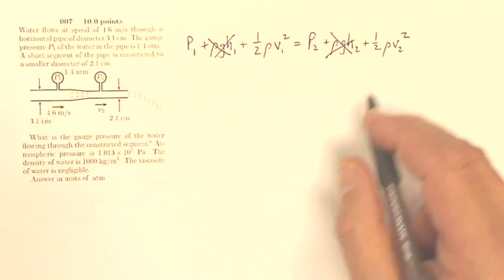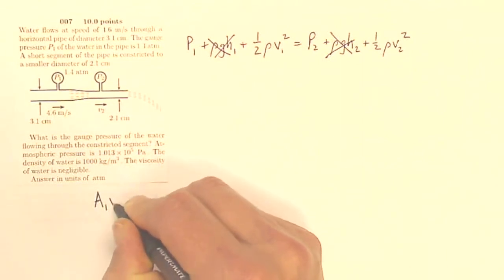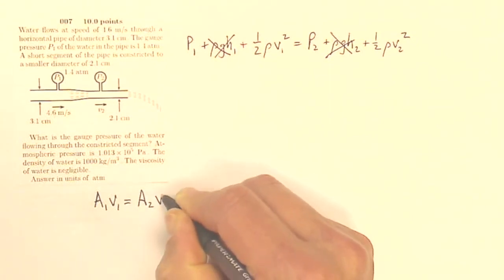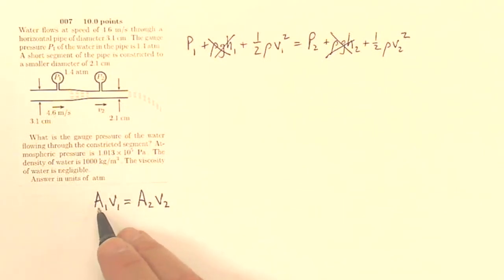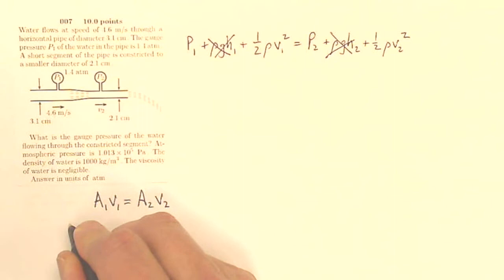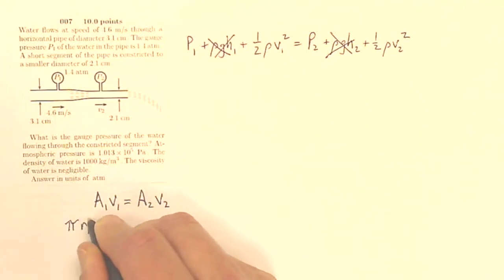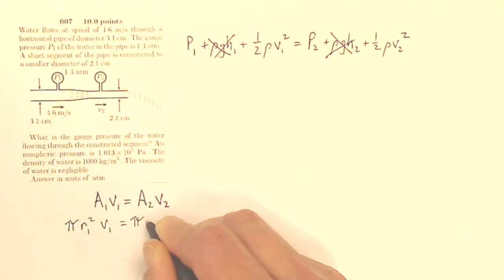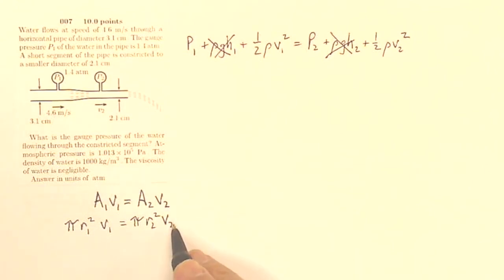What I know for the velocity is, let me do that over here. I know that my first area times my first velocity is going to be my second area times my second velocity. So that's my continuity equation. The area of the first one is going to be pi r1 squared times the velocity 1 equals pi r2 squared times my second velocity.